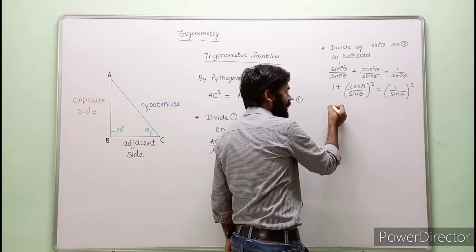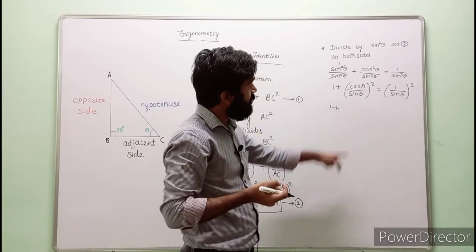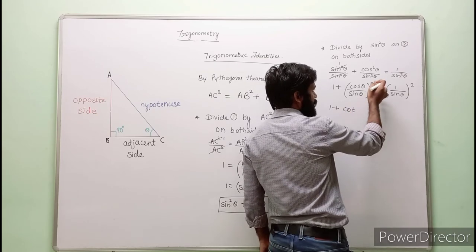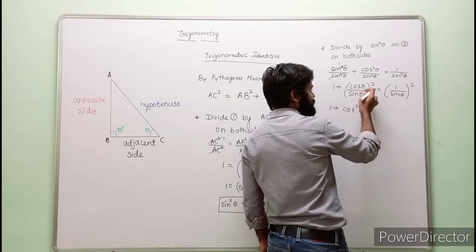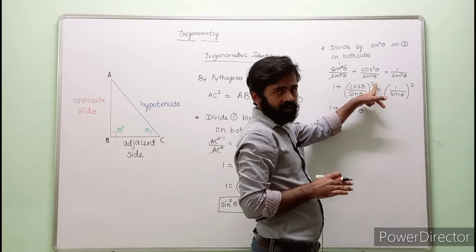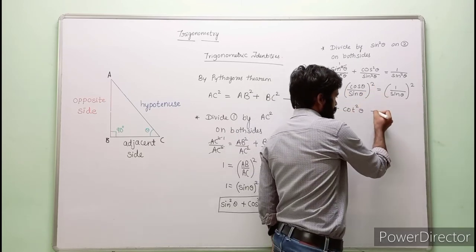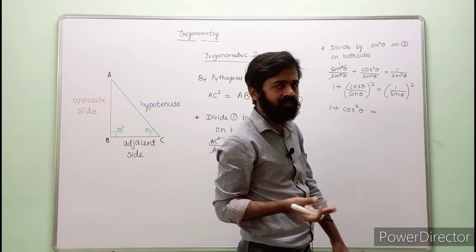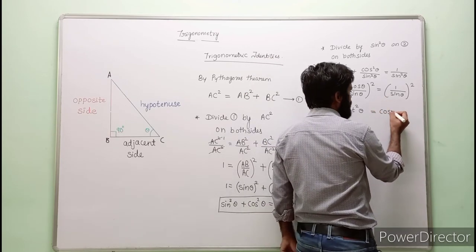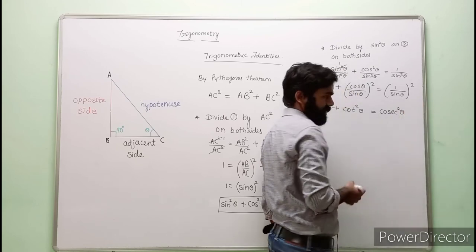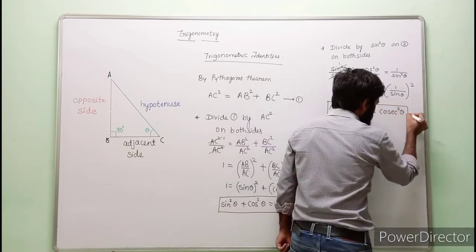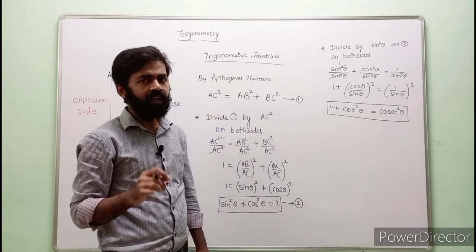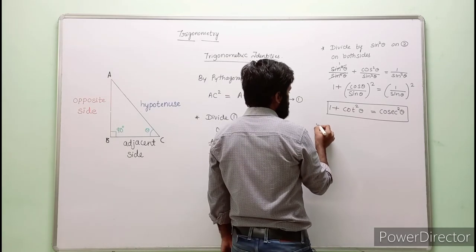So now see, 1 plus, just now we have derived cos theta by sin theta is nothing but cot theta. So we can write this as cot square theta equals, and in the previous session we have seen 1 by sin theta. The reciprocal of sin theta is cosec theta. So we can write this as cosec square theta. Now this is your second identity: 1 plus cot square theta is cosec square theta.